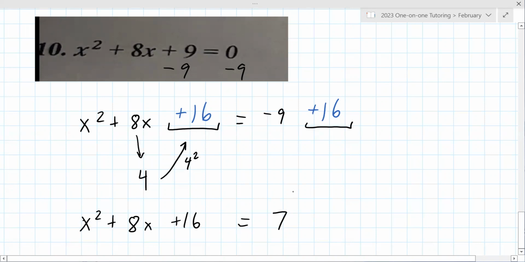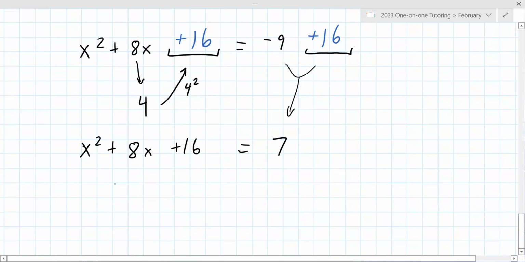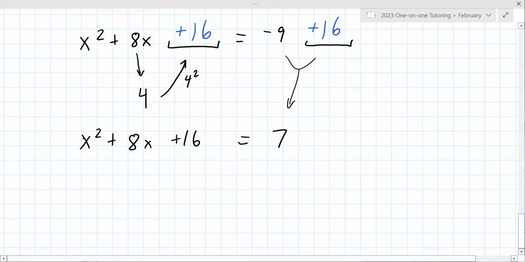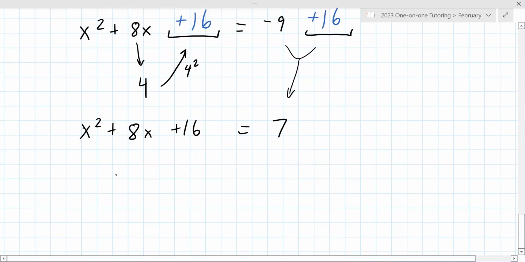Minus 9 plus 16 is 7. So it's a perfect square trinomial. Wait, you do 9 minus 16. Minus 9 plus 16. Oh, okay. Again, if you're allowed to use a calculator, have one out, use it, no problem there. Now the left side always factors because it's a perfect square trinomial.